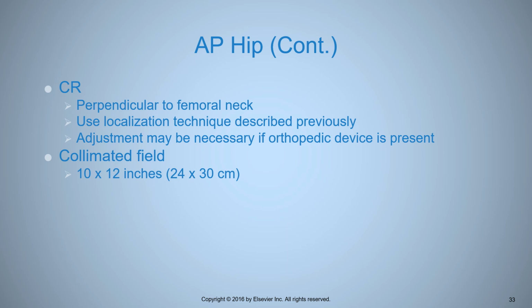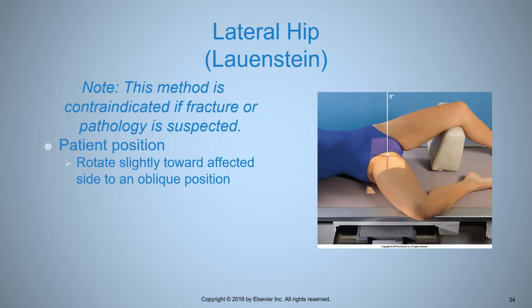Okay, collimated field 10 by 12 unless they have a prosthetic. So asking if they have a replacement hip is going to cause you to open your collimation to greater than 10 by 12 inches for a unilateral hip. Marker placement is going to be, again, inferiorly and laterally.